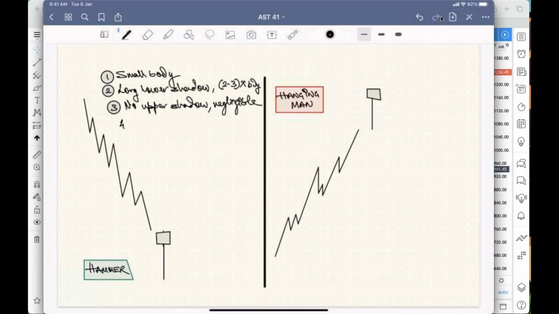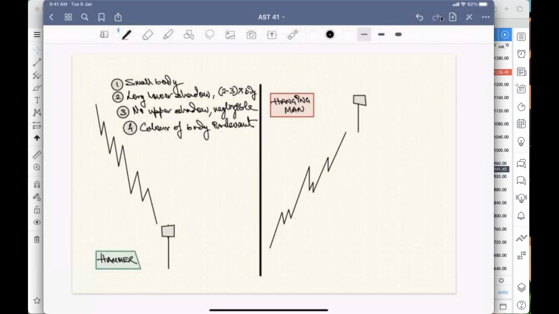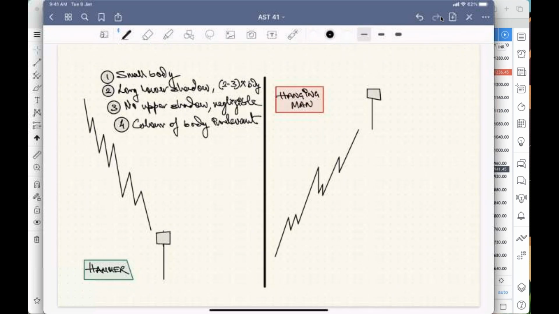Number 4, color irrelevant. That is, whether it's a positive candlestick, a green colored candlestick, or a red colored candlestick, does not matter. If this is what forms after a falling market, it will try its best to push the market on the upside. And if this forms after a rally, after the markets have gone up, this will try and pull the market down.